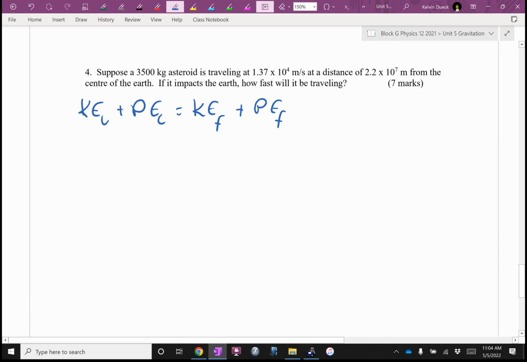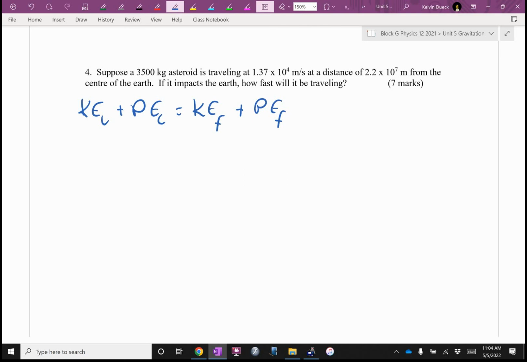How fast will it be traveling? Okay. Are any of these 0? Is any of the speeds 0? No. Is potential energy 0? Not on the surface of the Earth. Cosmically, where is potential energy 0?